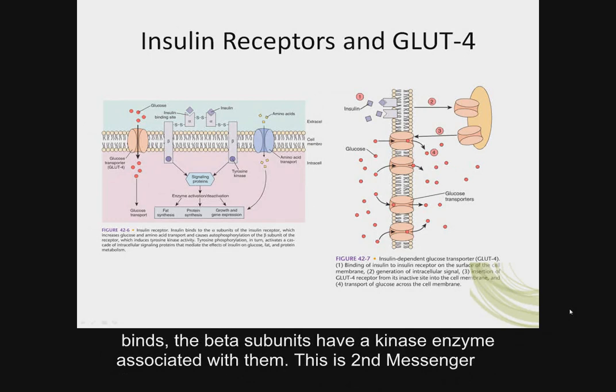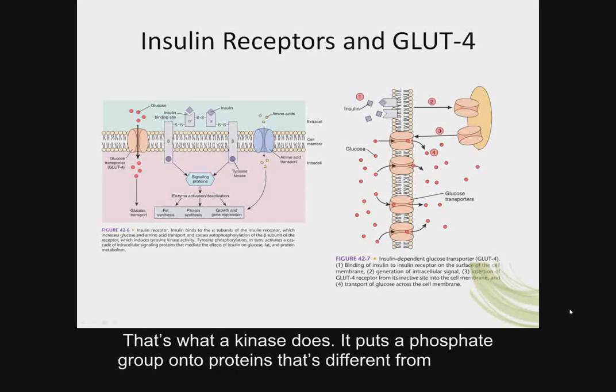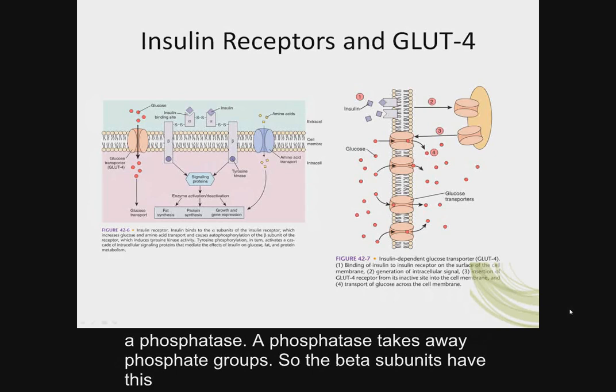When insulin binds, the beta subunits have a kinase enzyme associated with them. This is second messenger signaling at its best. When the kinase is activated, it's going to phosphorylate proteins. That's what a kinase does. It puts a phosphate group onto proteins. That's different from a phosphatase. A phosphatase takes away phosphate groups.